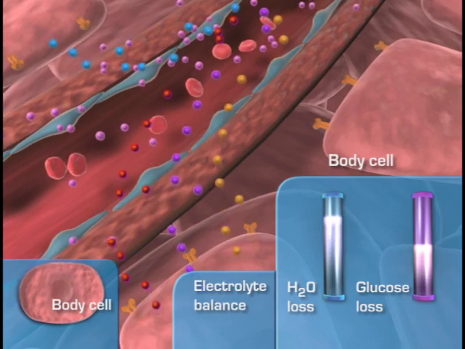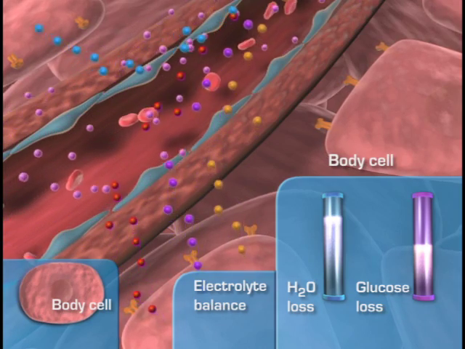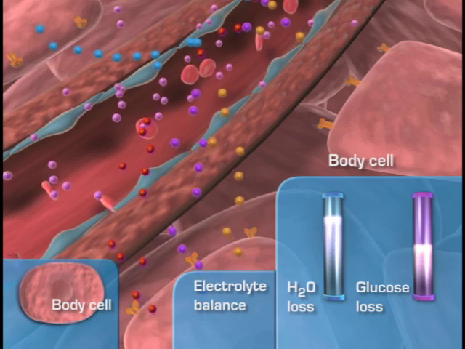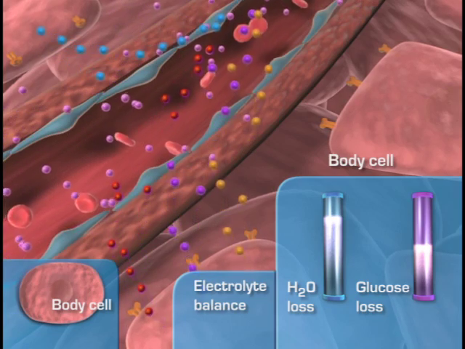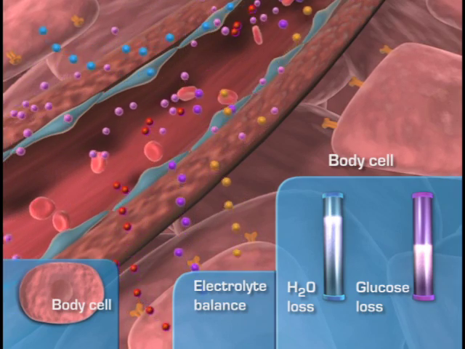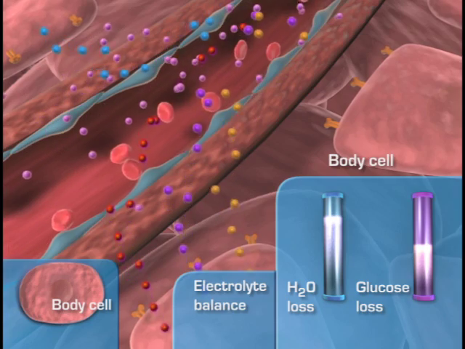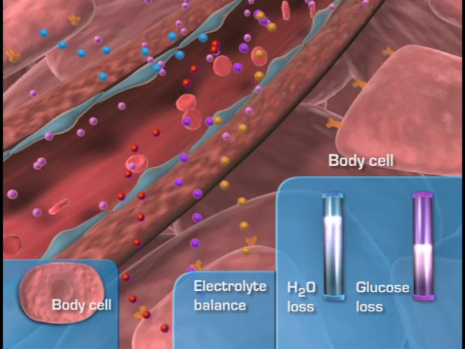Hyperosmolarity encourages even more osmotic diuresis. A deadly cycle develops as water loss exceeds electrolyte and glucose loss, perpetuating dehydration, which in turn exacerbates the electrolytic imbalance, and so on.